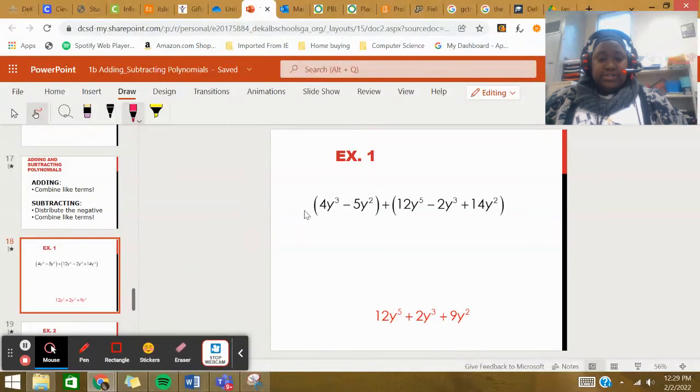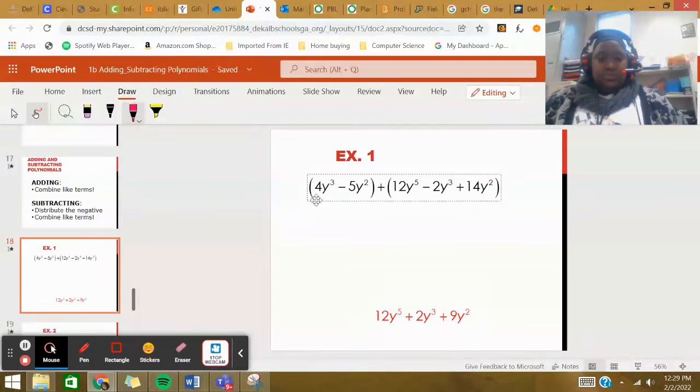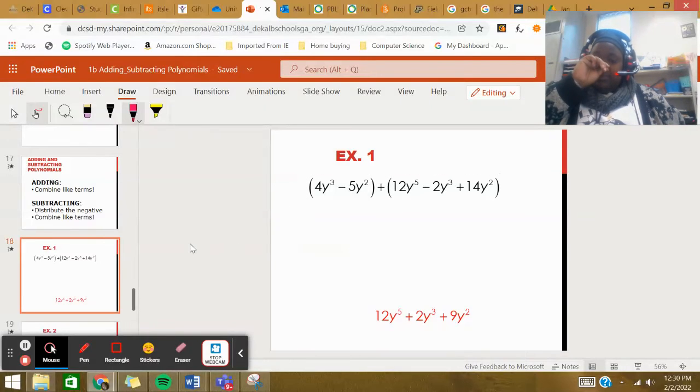So here's the very first example. We have 4y to the third minus 5y squared plus 12y to the fifth minus 2y to the third plus 12y squared. And we're about to go through the process again with adding polynomials.